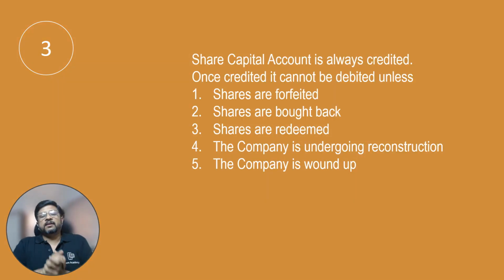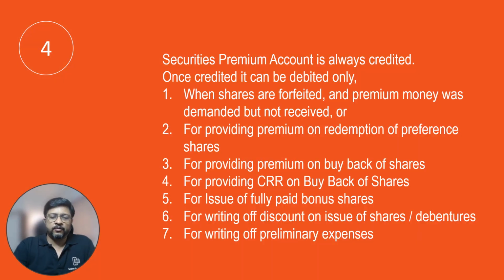Okay. Then the third point to be kept in mind is share capital account. It is always credited, and once credited it cannot be debited unless the shares are forfeited or the shares are bought back by the company, which you are going to study in the next year, CA intermediate. Shares are redeemed, or the company is undergoing reconstruction, or the company is wound up. These are the only situations when the share capital account can be debited once it is credited. So the logic is, for our CA foundation purpose, share capital account once credited cannot be debited unless it is at the time of forfeiture.